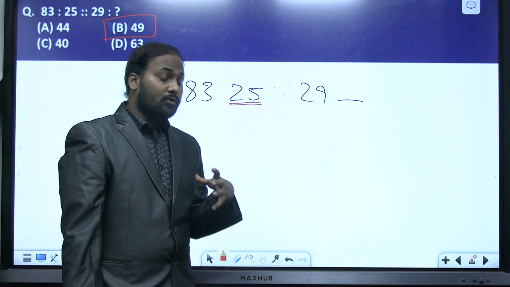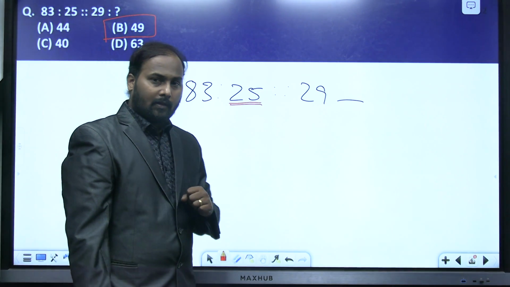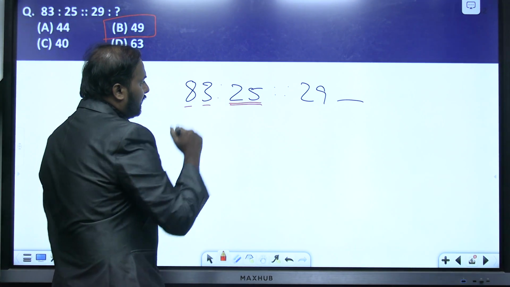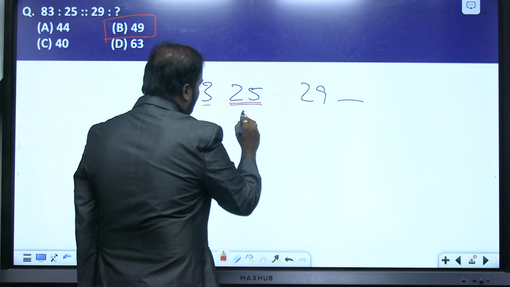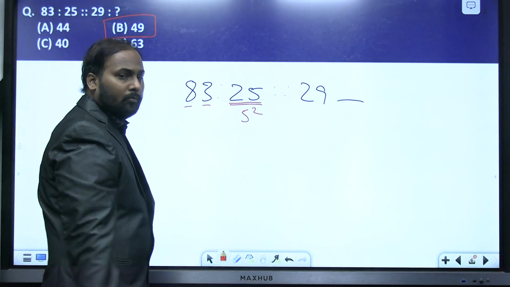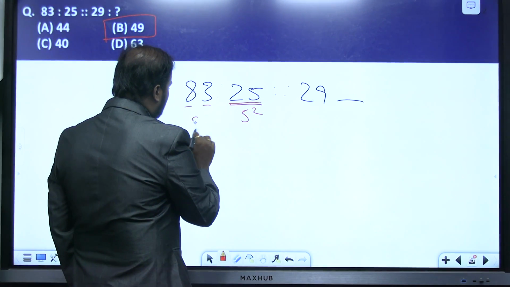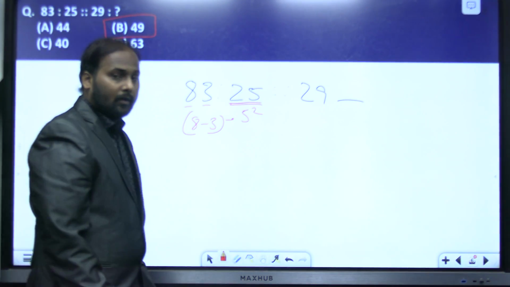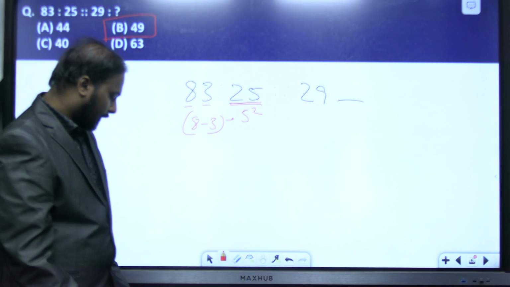Now what you have to do is check how you got this particular square. By using these numbers 8 and 3, how can you bring 5 square? Because 25 is 5 square. So by using these two numbers, how can you bring 25? Simply your answer is 8 minus 3, then you can convert it into 5, then you make it 5 square.